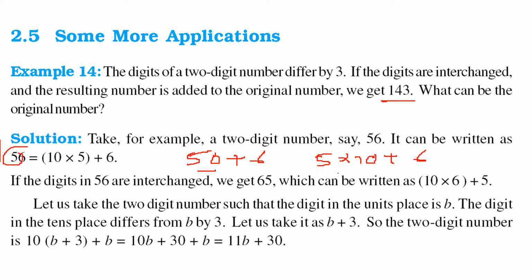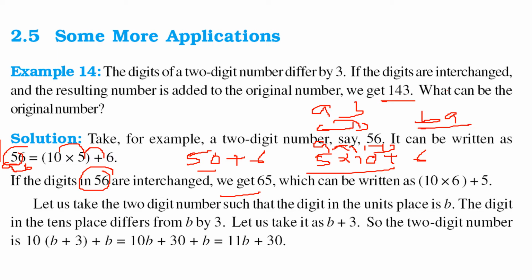So any two-digit number can be written as a into 10 plus b, like this. If this is a and this is b, so 10 into 5 plus 6. So if we interchange now 56 to 65, in this case b will come here, a will come here, so it is ba. And this ba will be formed again by b into 10 plus a. So this 65 will be 6 into 10 plus 5, which is, you have exchanged the number, right?